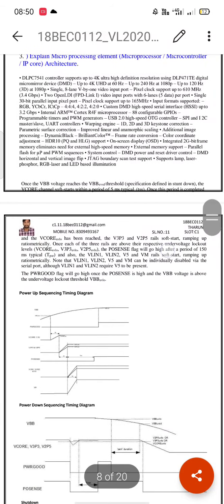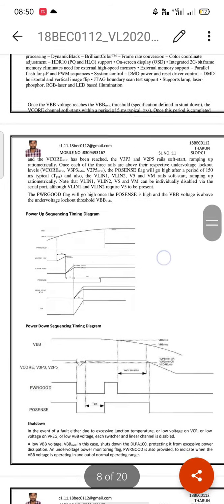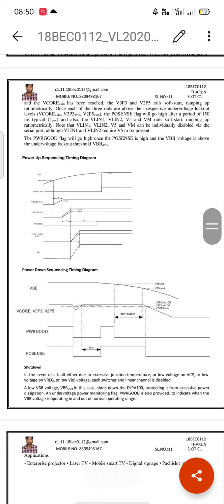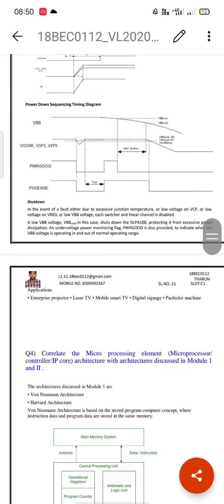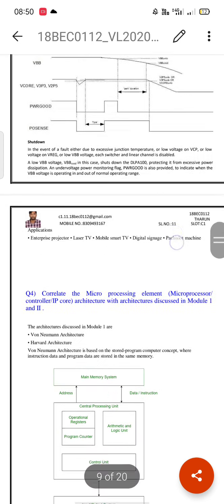And this is the power-up sequencing time diagram of my microcontroller when it powers up. And this is the power sequencing time diagram of my microcontroller when the system is shut down.